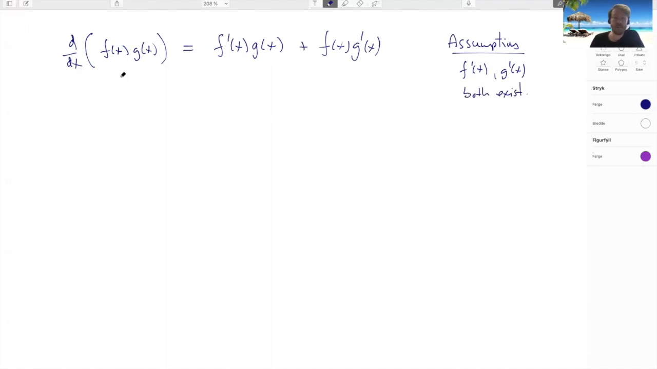Now, the basic logic here is to make a chain of equalities that connects these two sides. And the first step would be to write out the definition of this. So that's the limit as h goes to 0 of f of x plus h times g of x plus h minus f of x g of x. And now the question is how to move from here to here.